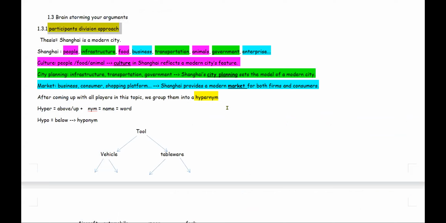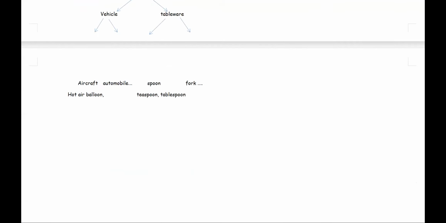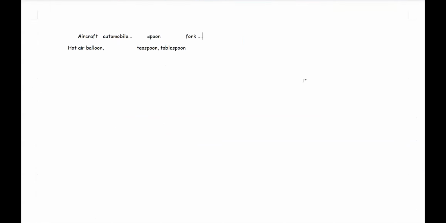But sometimes, when we try to figure out the participants, we may get stuck. It's like, I don't think there are participants at all, or maybe there's only one. Could be, right? So in that case, we have a second approach, which is 1.3.2. If we are missing participants, then we use what? We use the keyword division approach.